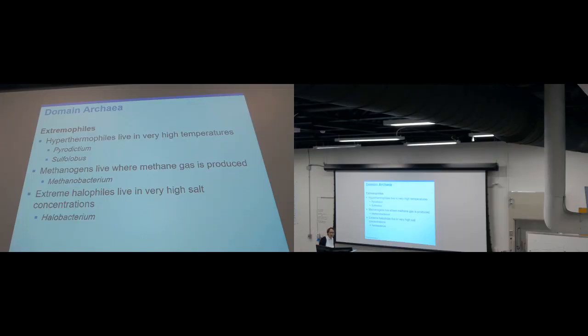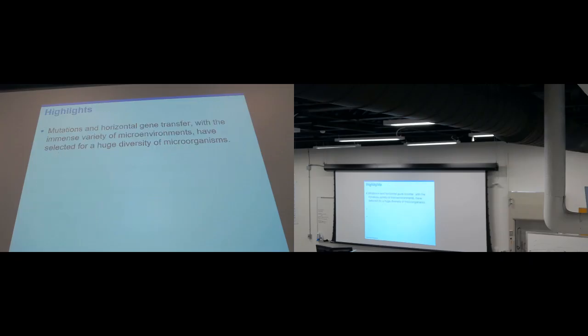Now for the Archaea, we have extreme hyperthermophiles like Pyrodictium, Sulfolobus, and then we have methanogens. So this is the classification of these Archaea, which are extremophiles. And then we have methanogens that live where methane gas is produced, like Methanobacterium. And then we have Halobacterium that lives in areas where you have high salt concentration, like for instance in the Dead Sea.